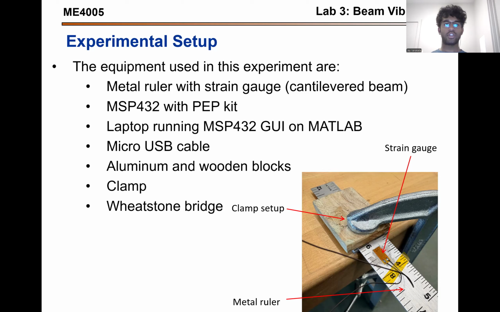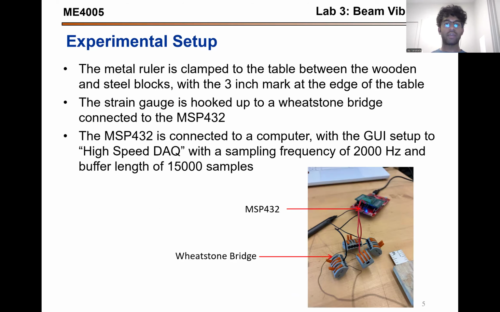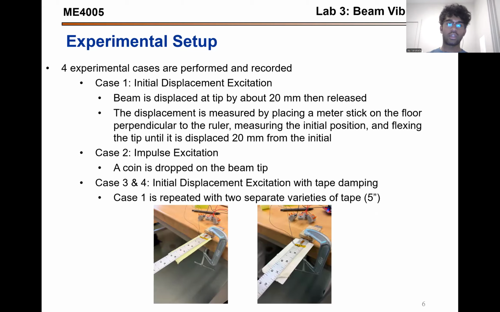an MSP432 with a PEP kit, a laptop running the MSP432 GUI on MATLAB, and a clamp setup with aluminum and wooden blocks. The metal ruler was clamped to the table between the wooden and metal blocks and held with the 3-inch mark at the edge of the table. The strain gauge was also hooked up to a Wheatstone bridge that's connected to the MSP432, which is set up in the GUI doing high-speed data acquisition with a sampling frequency of 2000 hertz and a buffer length of 15,000 samples. There were 4 experimental cases performed and recorded.